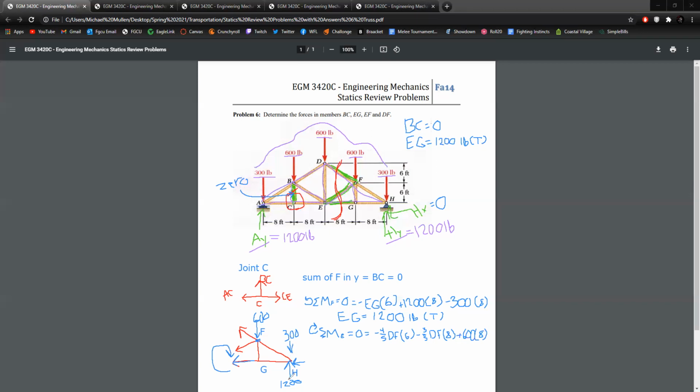We also have 300 and 1,200, so we're going to have plus 300, because as the moment goes around, 300 is going to line up and go with the moment. That distance is going to be 16 feet all the way out to H. And we're going to have minus 1,200, because 1,200 is going to go against the moment direction as the moment spins clockwise.